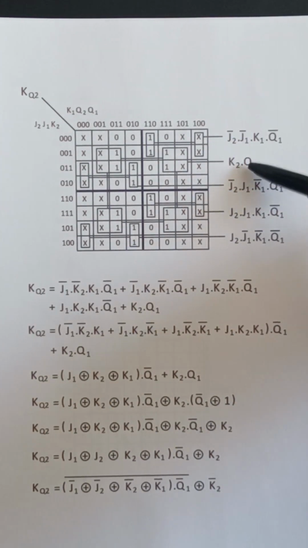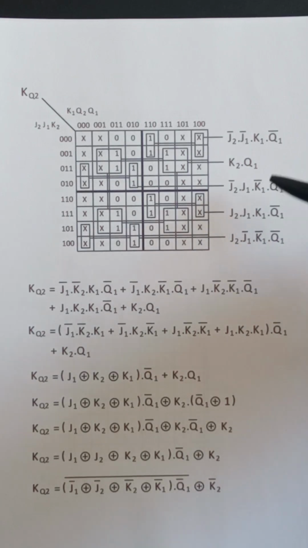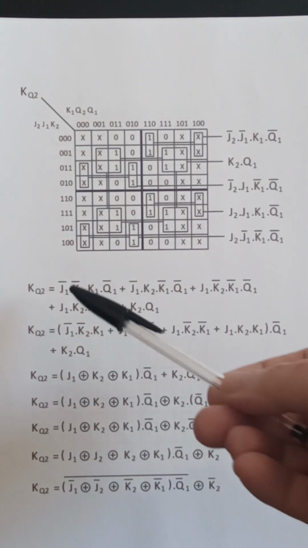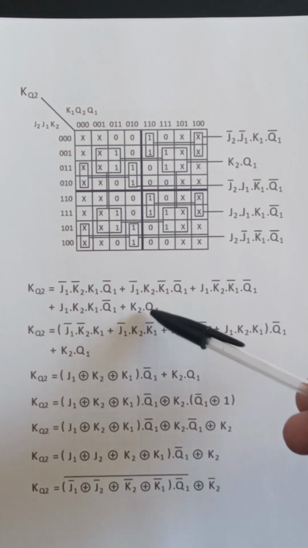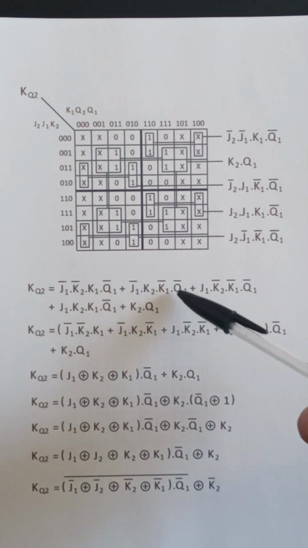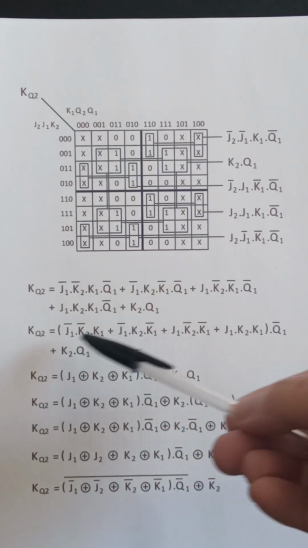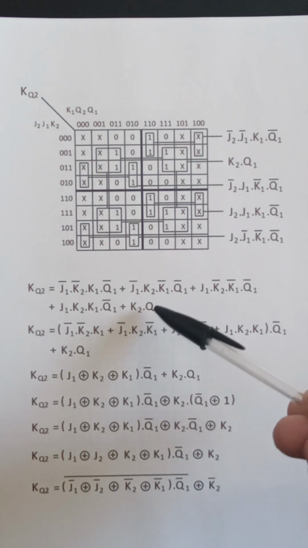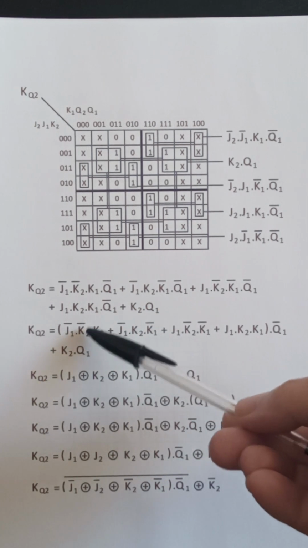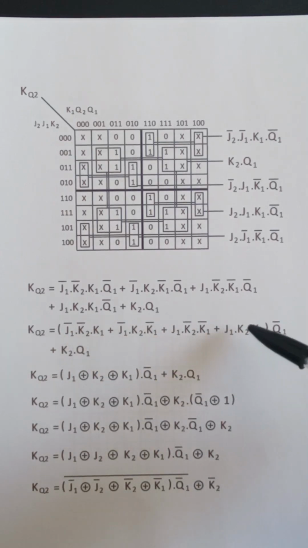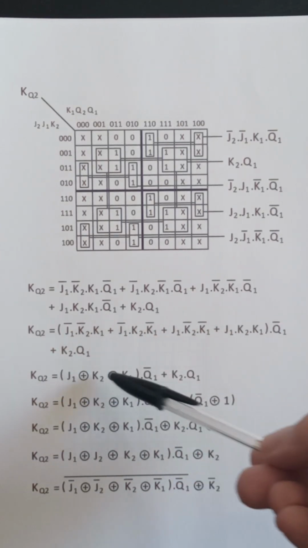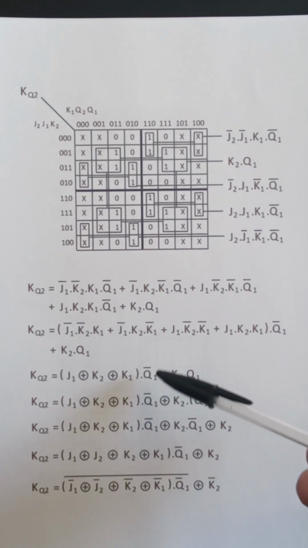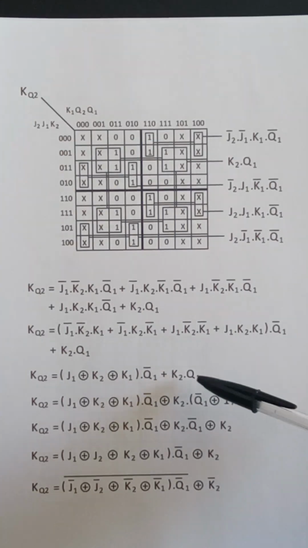So these are the product terms. I'm summing them together in a sum of products expression. All of these terms are ORed together. Now I've factorised the not Q1 here to give this, and left the Q2 and K2 and Q1 alone there. Now again, this is the definition of the 3-input exclusive OR gate, so I'll put that there: J1 exclusive OR K2 exclusive OR K1 and not Q1, and then OR K2 and Q1.